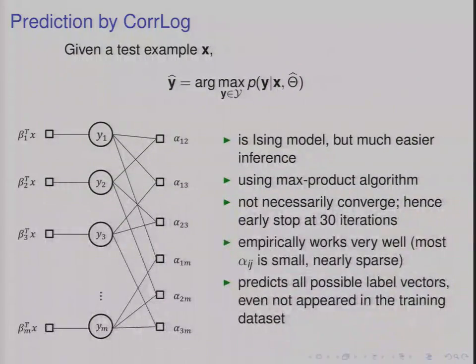Although it is not a common idea to use inference to do prediction, it has some advantages. For example, the inference can predict all possible label vectors, even those that did not appear in the training dataset.